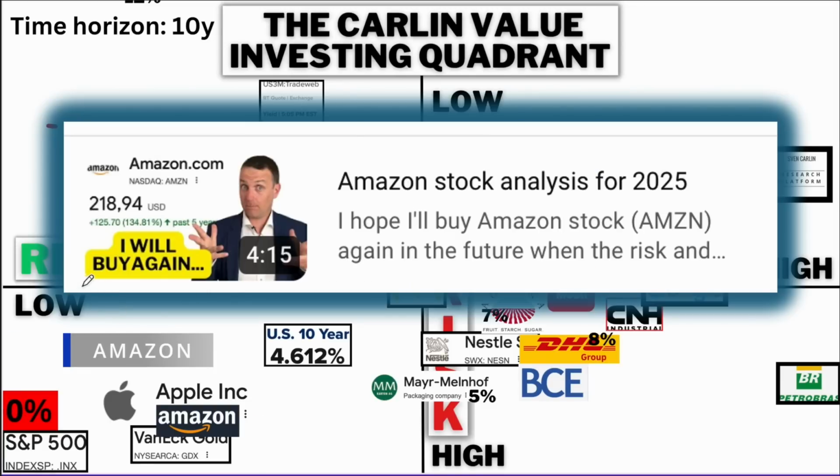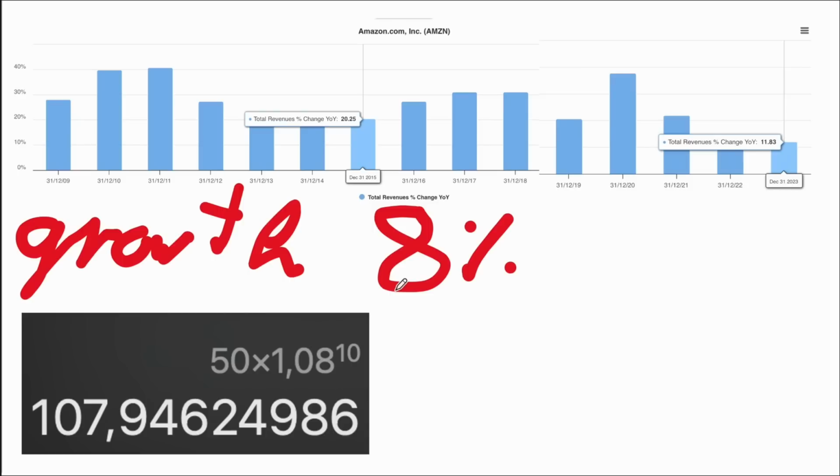We have just recently discussed it quickly, and we have set up, let's say, a growth rate of 8% going forward on the net income of 50 billion there. That will grow to, let's say, 107 billion in the future. And let's put that into the template.